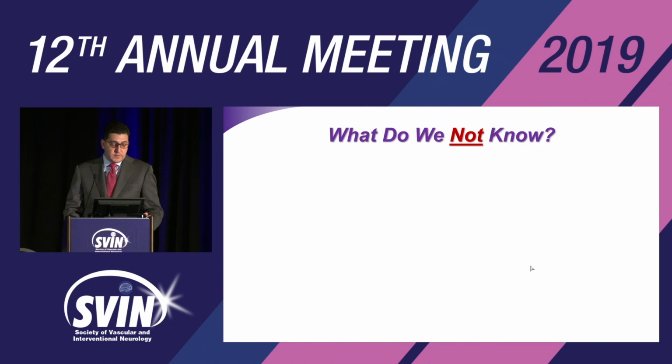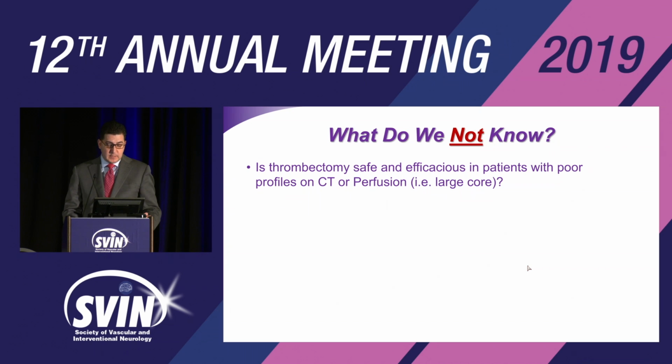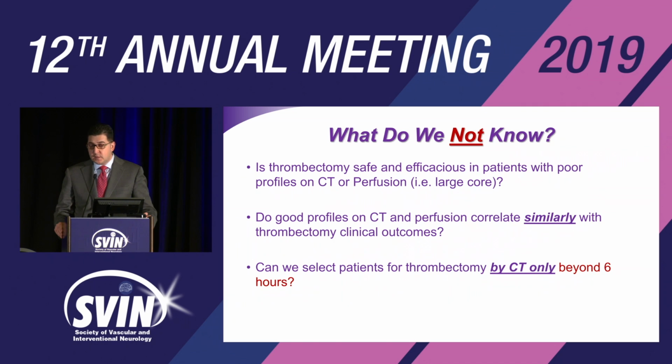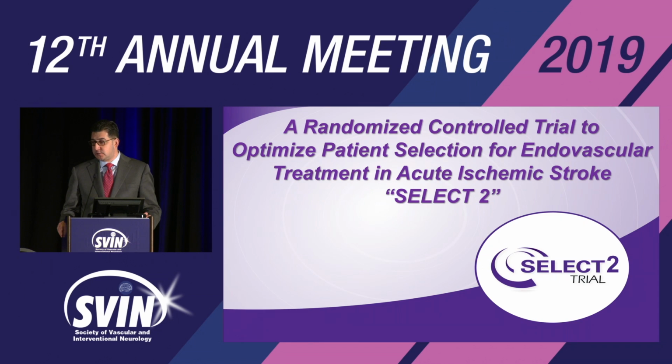So the questions that we are asking is, can thrombectomy be safe and efficacious in patients with poor profiles on CT or perfusion, i.e. the large core, and this is what we are testing. Can CT and CT perfusion perform similarly, or is there a heterogeneity in treatment effect? And can we use CT beyond 6 hours? And we try to look into this in a randomized fashion as we're doing.